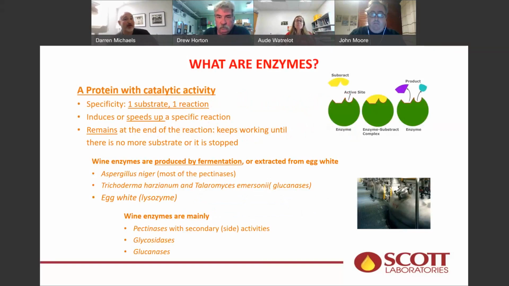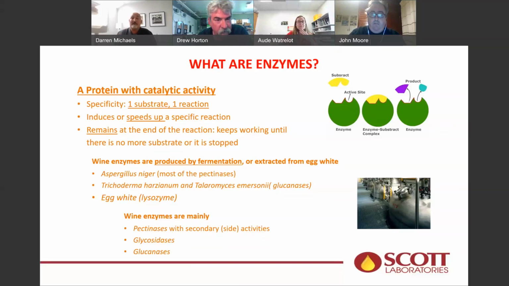So anyways, what are enzymes? Well, a protein with catalytic activity simply is what an enzyme is. So one substrate, one reaction. It induces or speeds up a specific reaction, and importantly, at the end of the reaction, it'll keep working until there's no more substrate or it's stopped. And that feeds into what we'll be talking about too. That's something you should understand when it comes to enzymes.